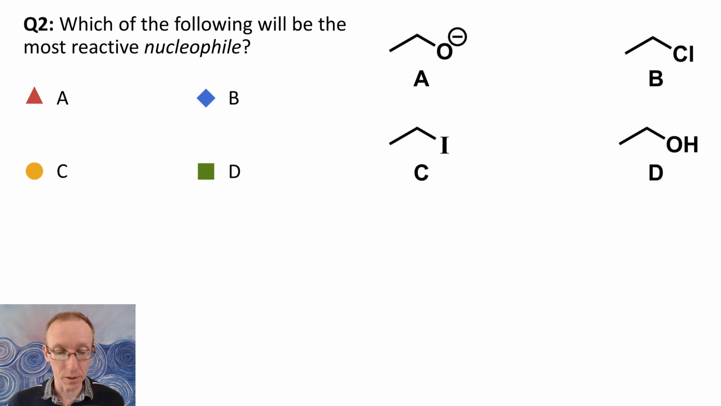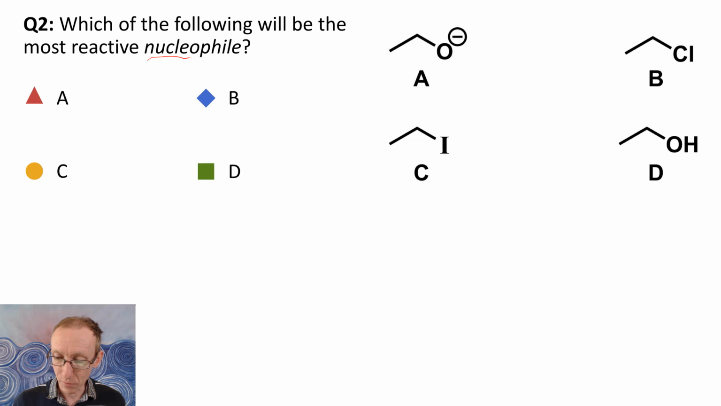Question 2, which of these molecules is going to be the most reactive nucleophile? Remember, the definition of a nucleophile is a molecule that has an excess of electrons and is seeking out something with a positive charge or a partial positive charge. The nucleus has a positive charge, and that's where the nucleo part comes from. So a nucleophile is seeking out a nucleus, and therefore it's something with an excess of electrons.